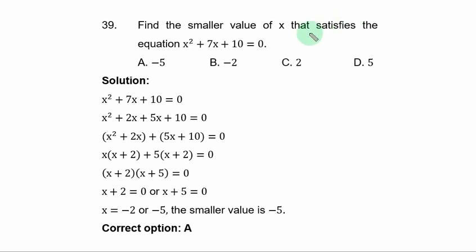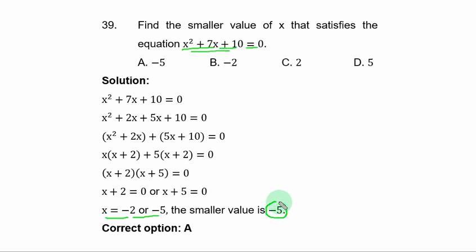Question 39. Find the smaller value of S that satisfies the equation S squared plus 7S plus 10 equal to 0. I just factorized one equation in question 38. If you use similar procedures and factorize this equation, you have S equal to minus 2 or minus 5. The smaller value here is minus 5.